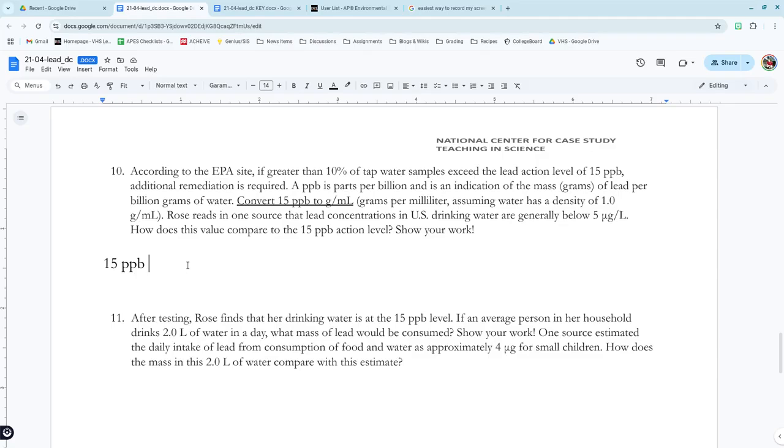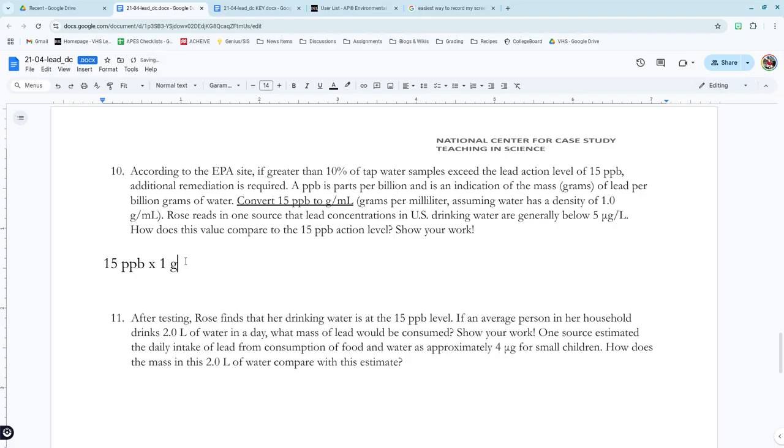Like in this case, they tell us that a part per billion is equal to the mass or grams of lead per billion grams of water. So we're going to use that equivalency, but we're not going to just rewrite the initial amount as grams of lead per billion grams of water. We're going to actually show how we would convert that to grams of lead per billion grams of water.